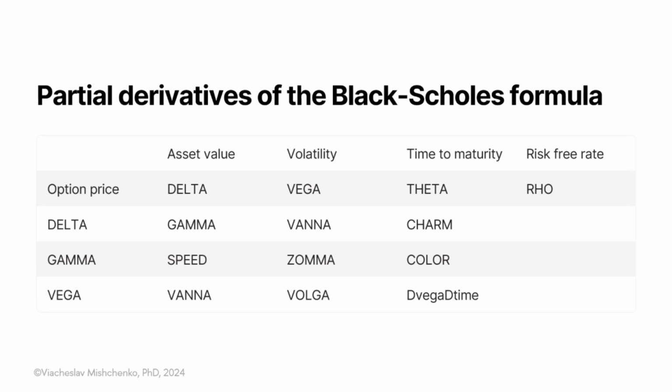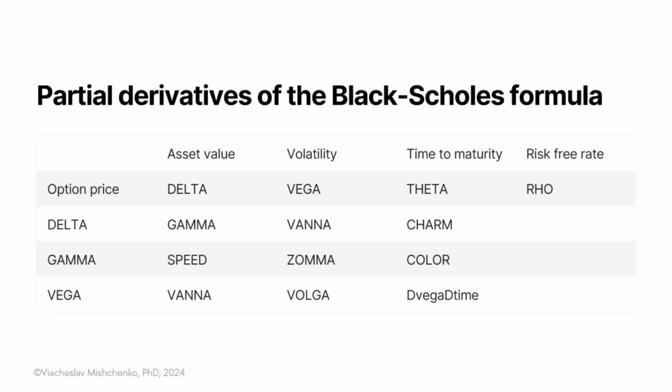For example, the top row shows how the option price changes with respect to each input. This gives us delta, vega, theta, and rho, as you can see here. The second row is about how delta changes. This gives us gamma, vanna, and charm. Gamma, as we discussed earlier, is particularly important for understanding how our risk exposure can change rapidly. The third row focuses on changes in gamma, giving us speed, zomma, and color.